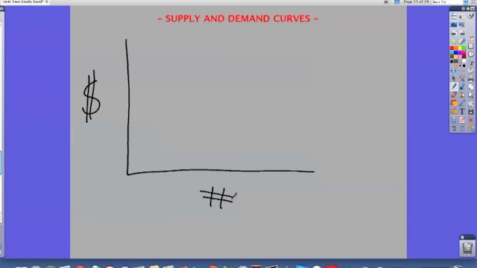Now we have talked about this until we're blue in the face. Okay, it should be all review to you. This should not be very difficult. Now we're going to talk real quick about price ceilings and price floors, but nothing real complex.